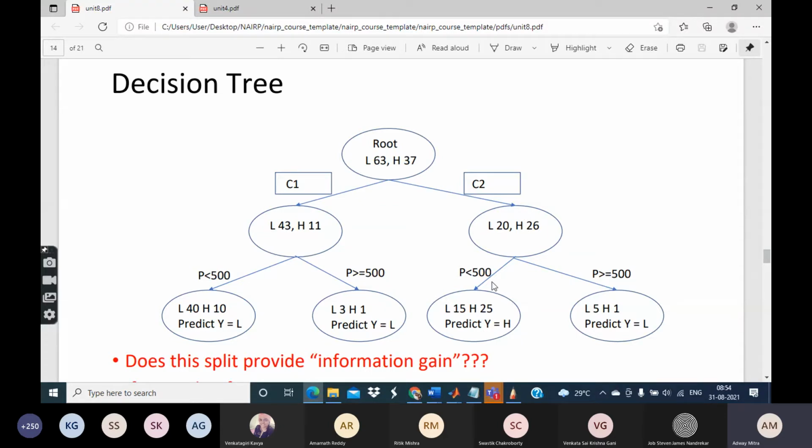So you can see here that if we had looked only at the company level, and on seeing company C2, I would have predicted high ratings. But that would not have given me a lot of accuracy. The accuracy would have been 26 out of 46. But if I can now classify them further, that is after company, if I look at price also, then I will be able to get higher accuracy by classifying a higher number of examples correctly. So how many do I correctly classify now?